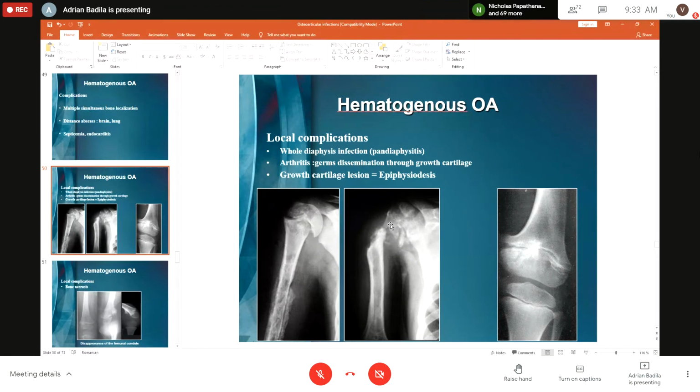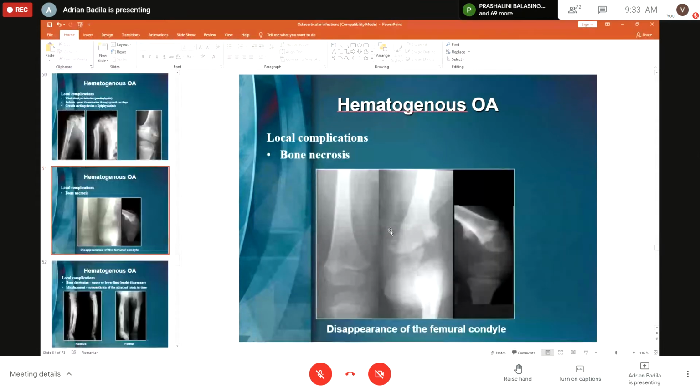Here we have an arthritis with the destruction of the humeral head. Other local complication, bone necrosis. In this case, we have the total disappearance of the femoral condyle. So this knee is distracted.